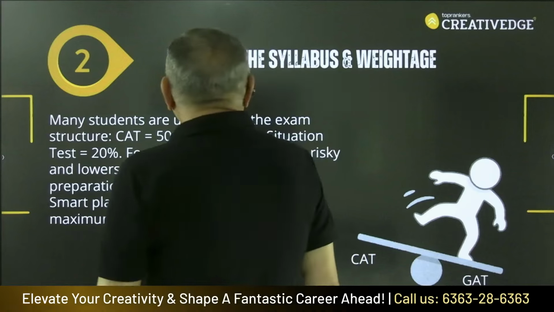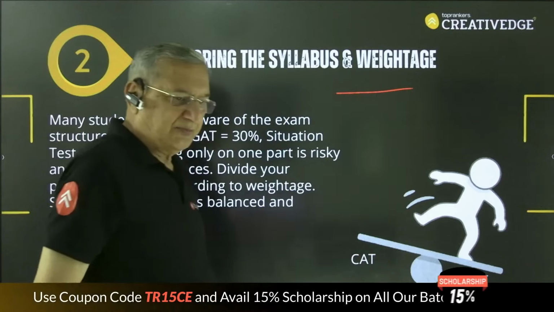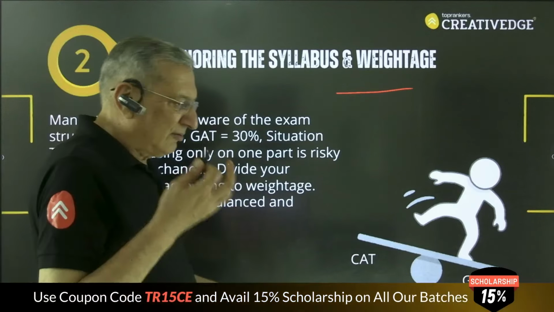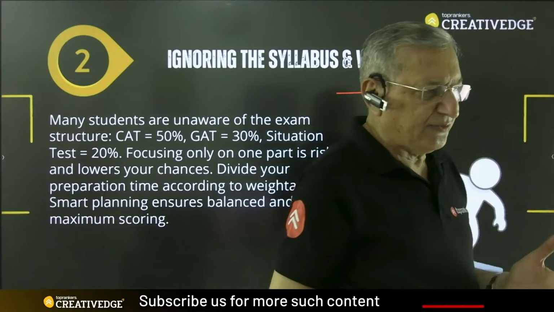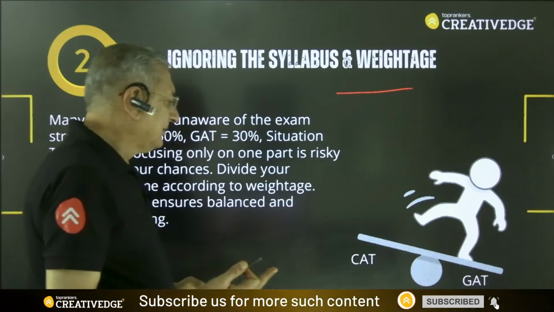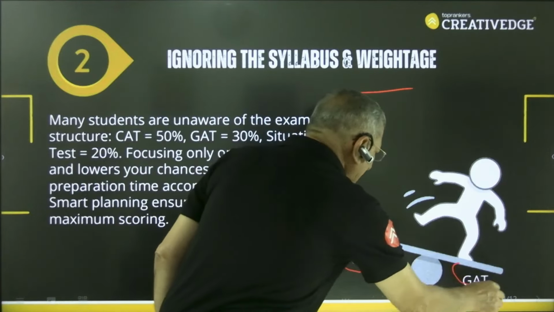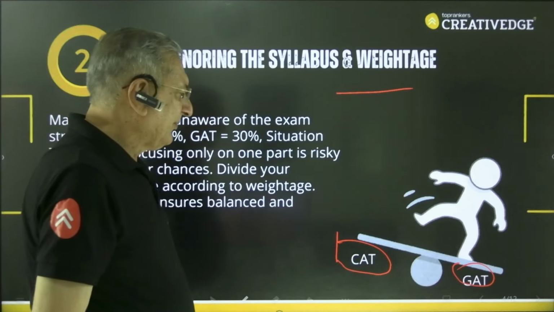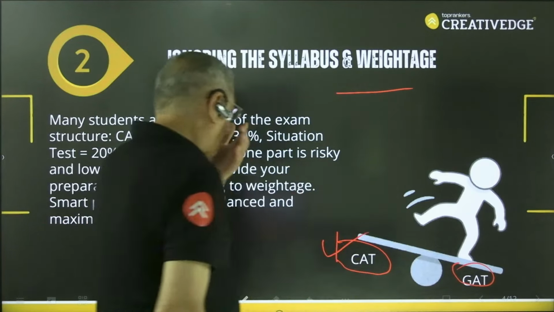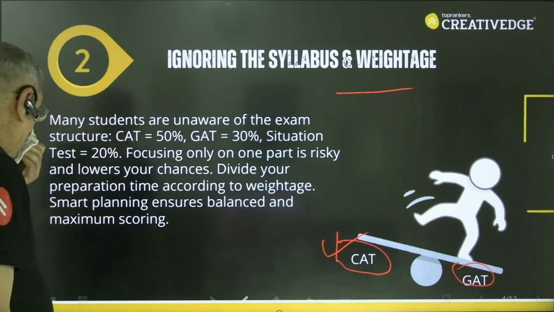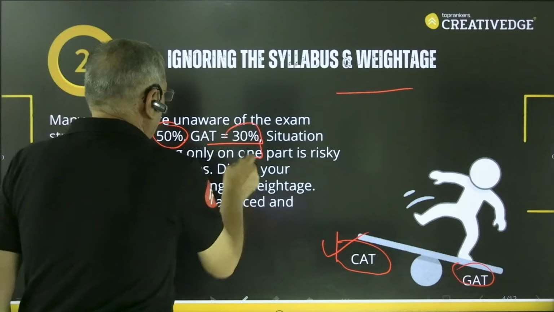Other mistake, ignoring the syllabus and weightage. Now, this is before the examination. What happens is there are three parts of the examination, and before the prelims, only two parts of the examination, GAT and CAT, and how you weigh them. When you see CAT and GAT, probably you give enough time to both of them. What is more required is more practice on CAT. Why? Because it has got 50% weightage. GAT has got 30% weightage.